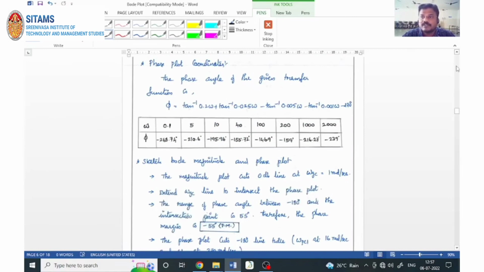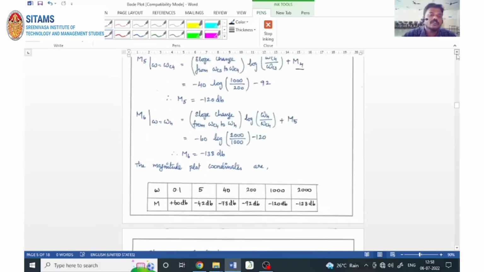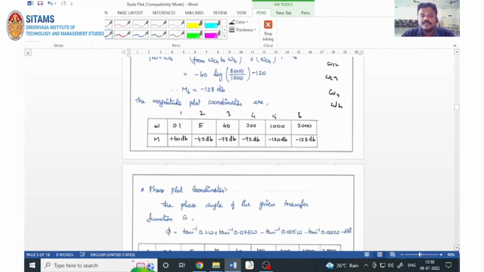Now I have calculated all the magnitudes for all the frequencies. So for the first frequency omega L calculated, omega C1 calculated, omega C2 calculated, omega C3 calculated, omega C4 calculated, and omega H. So totally 6 coordinates. You can see 1, 2, 3, 4, 5, 6. So I have 6 coordinates. Write it, and then phase plot.